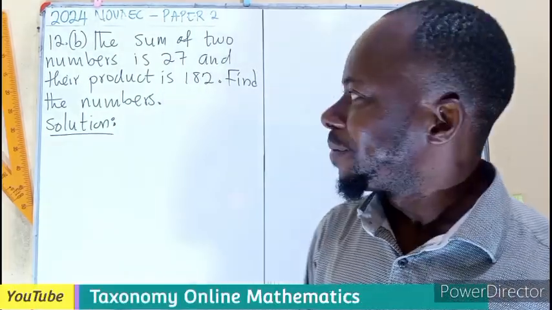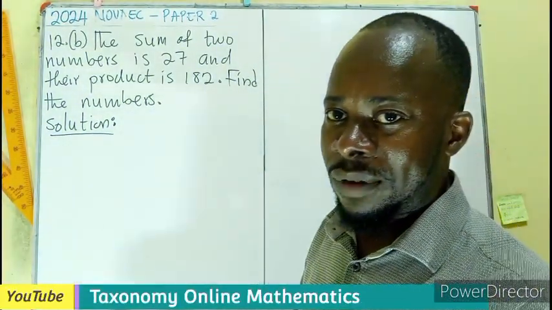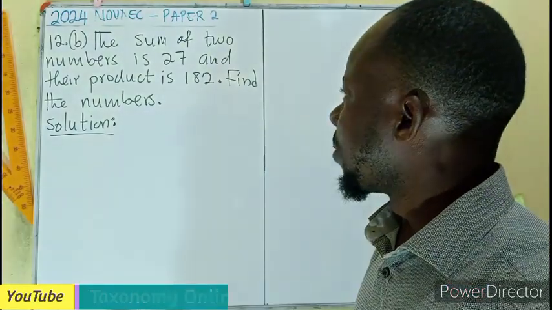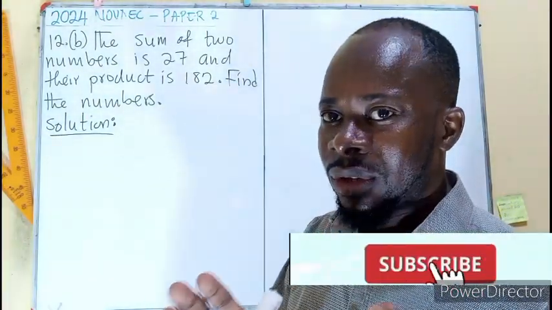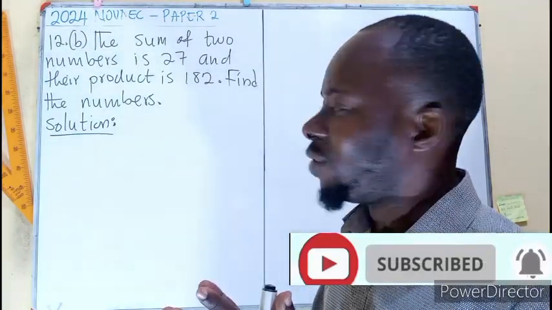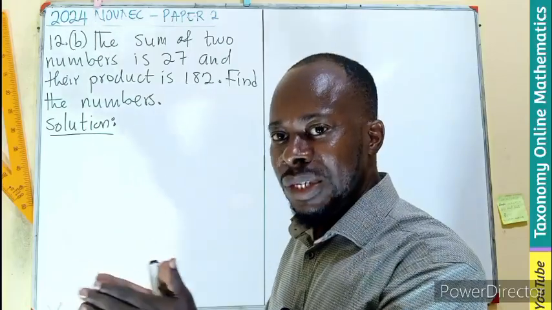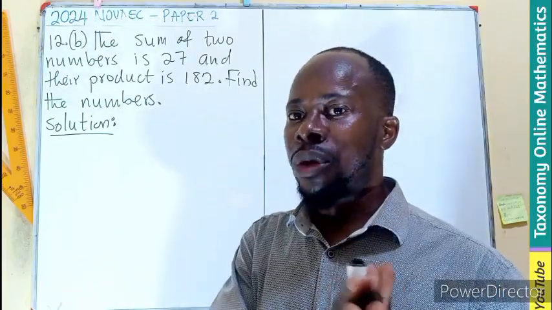Hello, viewers, welcome. Let's look at this question 12B of WASSCE NOV-DEC 2024. The sum of two numbers is 27 and their product is 182. We have to find those numbers. Sum means addition, product means multiplication.